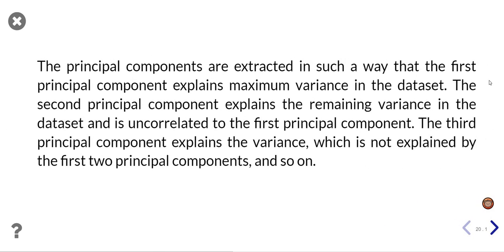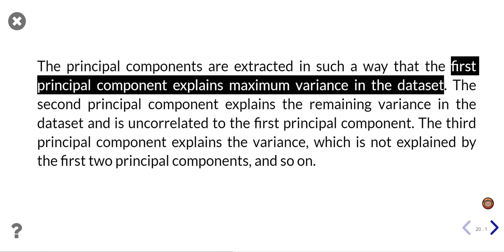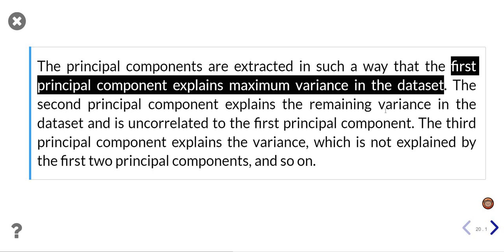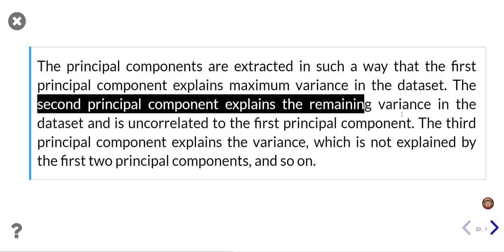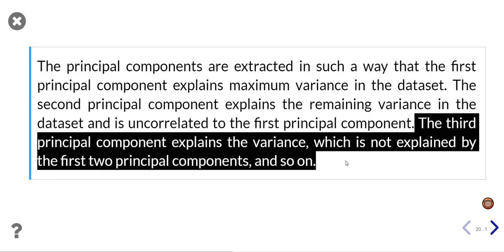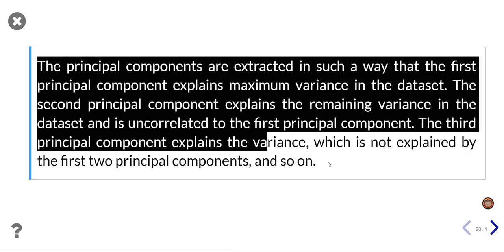So principal component analysis extracts the features in such a way that the first principal component explains the maximum variance in the data set. So for example, you have the 10 features, but then it creates the first 3 features. The first feature will have the maximum variance of the 10 features, then the second will explain the remaining variance, and whichever variance is not covered by the first 2 is covered in the third one. This explanation is not so much required for you to understand.